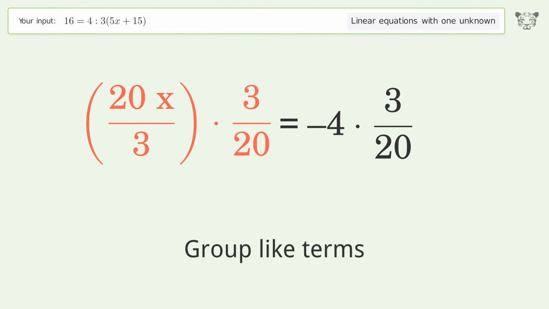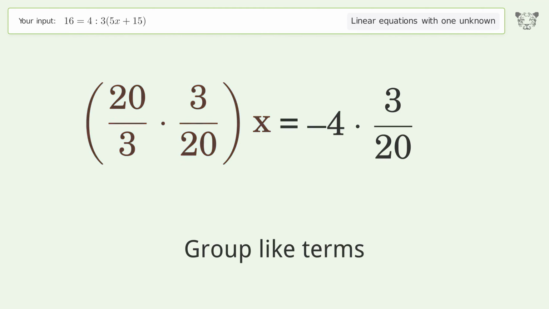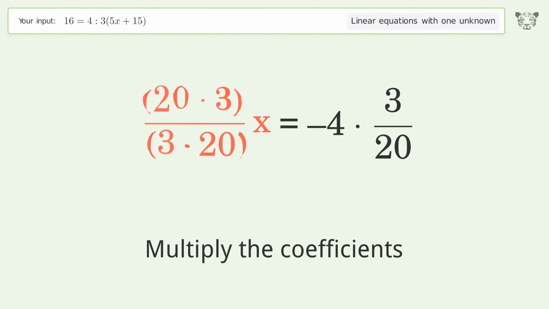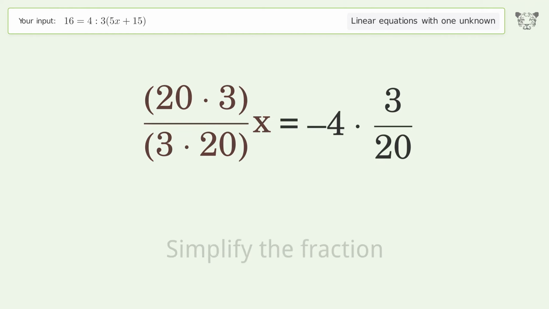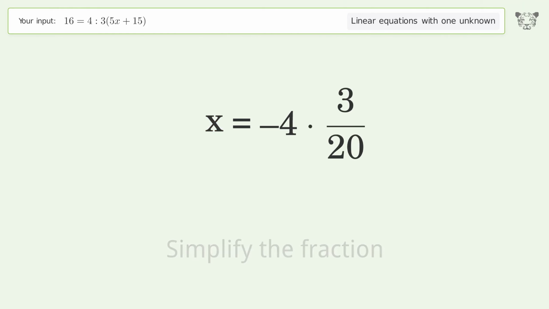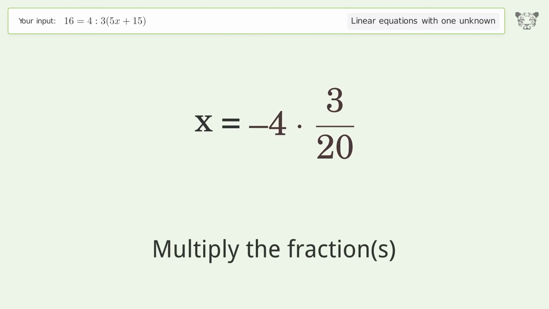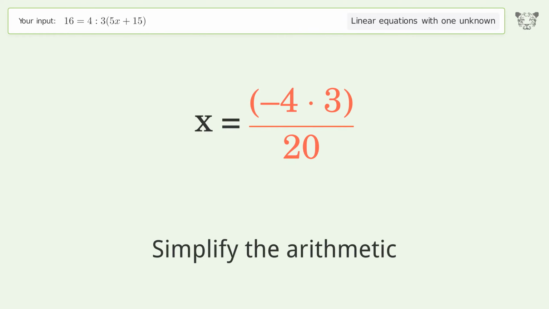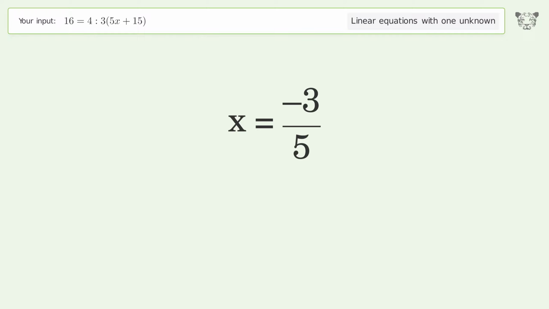Group like terms. Multiply the coefficients. Simplify the fraction. Multiply the fractions. Simplify the arithmetic. And so the final result is x equals -3/5.